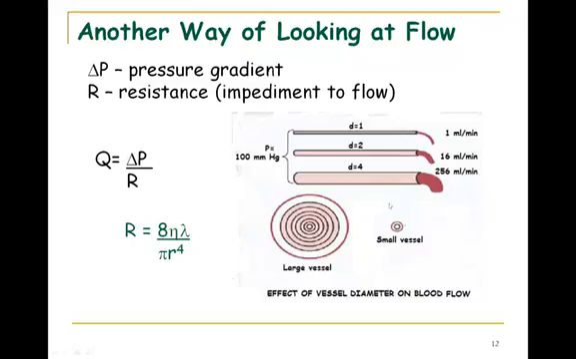Now, if you look here, we have a large vessel and a small vessel. We have shown you the relationship between the size of the tube and the flow. And since it's r to the fourth, the radius has a very dramatic effect. Radius is just half of your diameter. If you change the diameter or radius of a tube, it has very significant effects on blood flow.